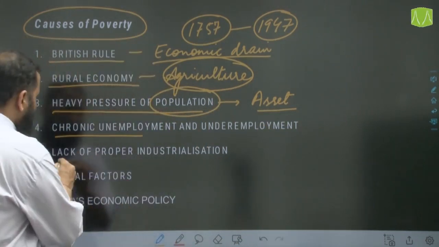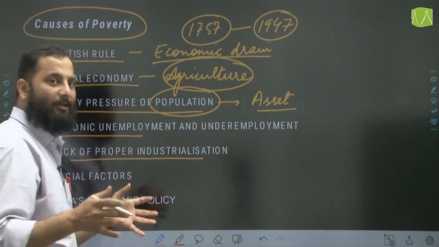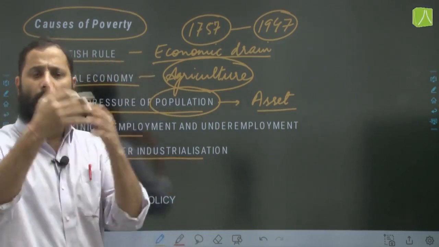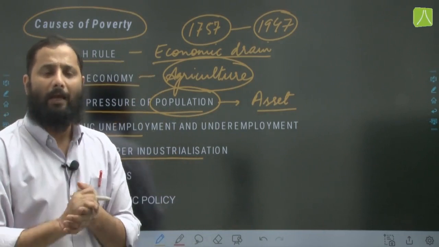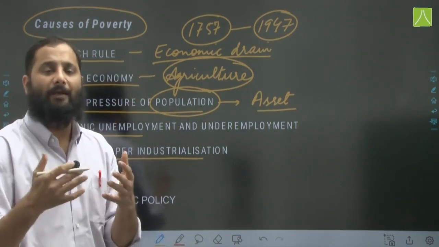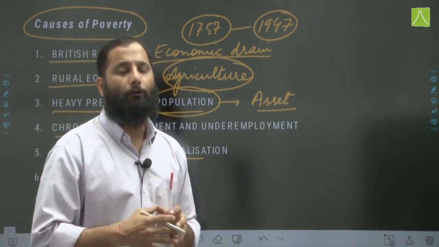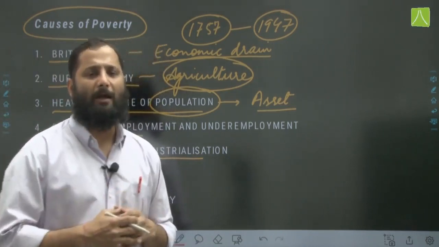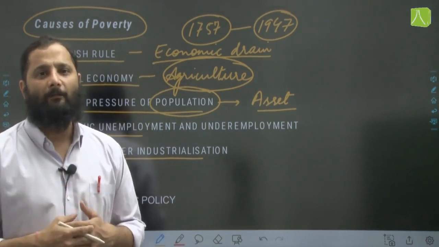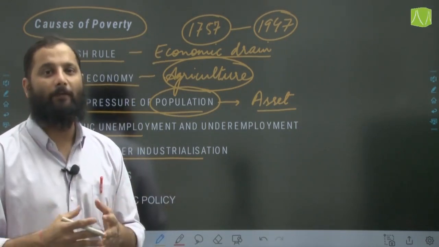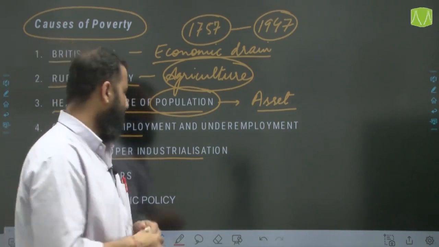Then lack of proper industrialization. No proper industrialization has happened, that is, small scale industries apart from the large scale industries have not grown substantially in India, which could actually help in reducing poverty. But now measures have been taken, and we can expect to see a certain kind of change probably in a decade or two, but let's see.